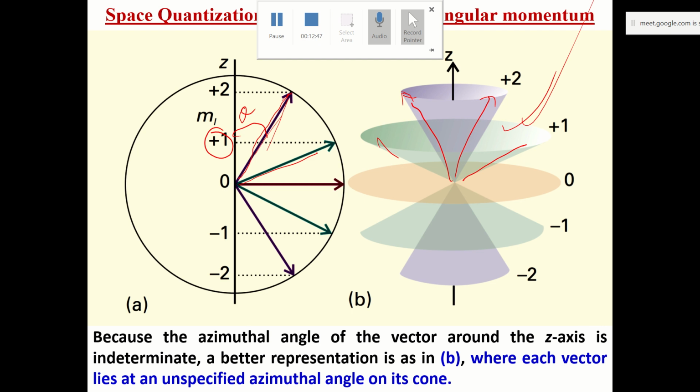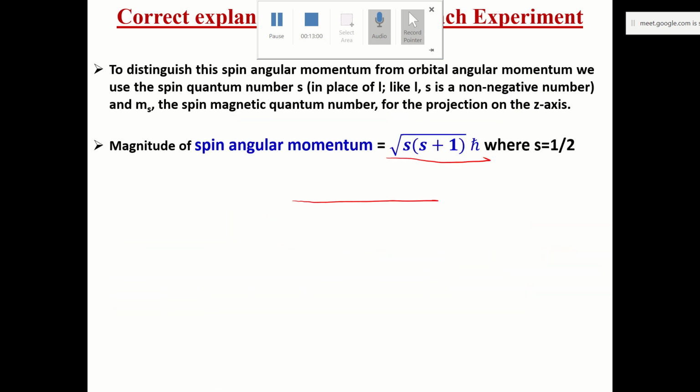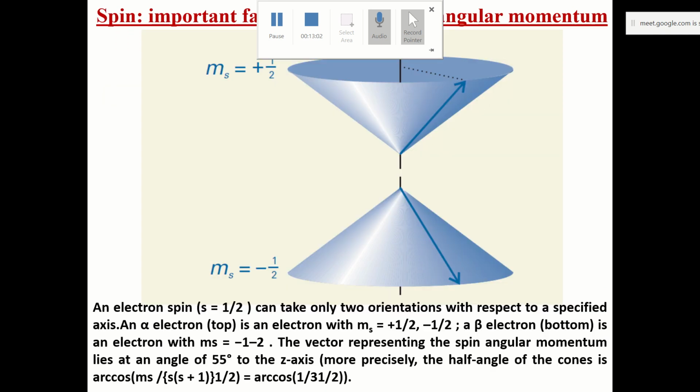So the z component gets fixed, we are totally certain about z. In the same way, that also means that we are totally uncertain about the x and y components. So that's how we draw it. The same thing applies to spin.